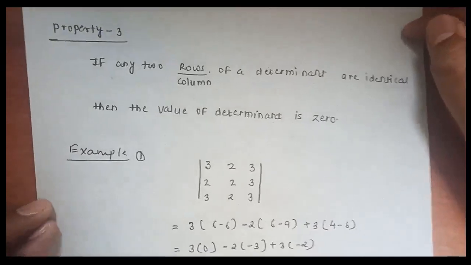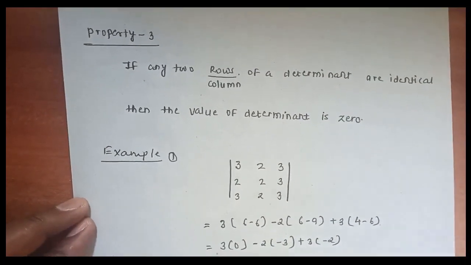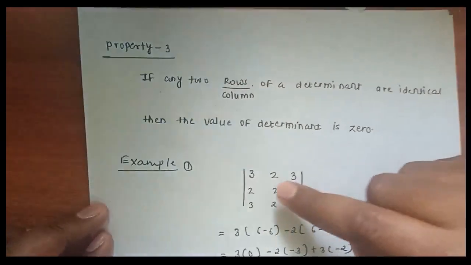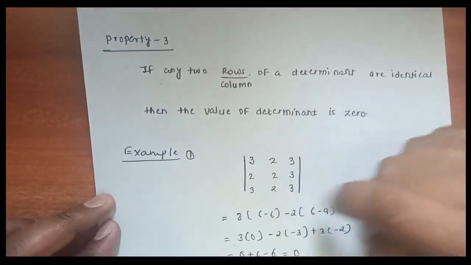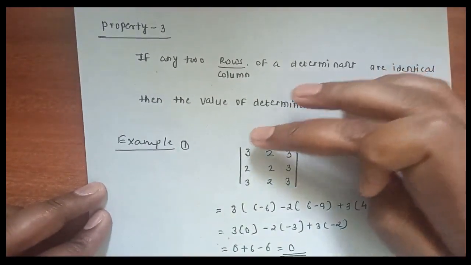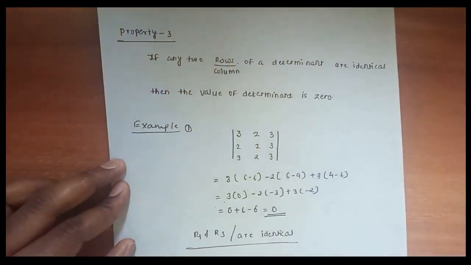So the next is property 3 of determinants. It's a pretty simple property. Just look at this determinant. The first column is 3 2 3, next is 2 2 2, and next is 3 3 3. The first row is 3 2 3, the second is 2 2 3, and the third one is 3 2 3.